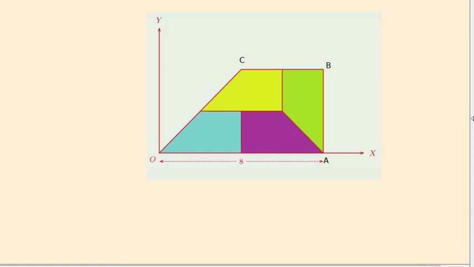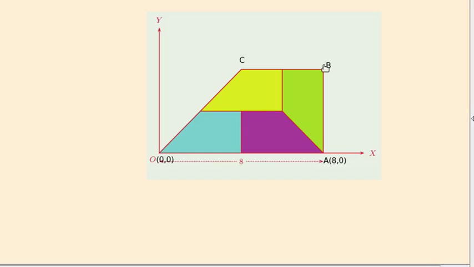First, you will mark the points O, A, B, C. Here O we can write easily. O is the origin. Therefore, it is (0, 0). Then A is a point on the x-axis. What are the coordinates of A? It is (8, 0). You can mark it as A (8, 0).